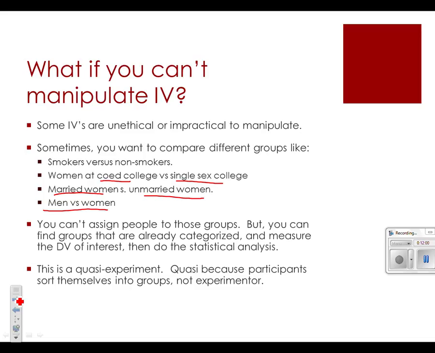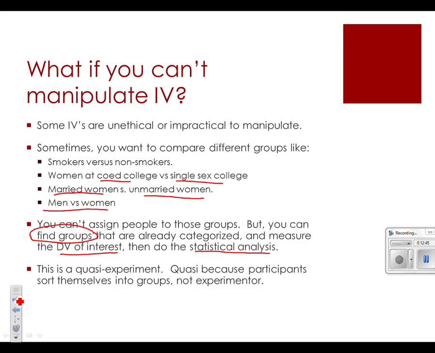But even though you cannot assign these groups randomly, you can recruit groups or find groups that are already categorized and measure whatever it is you're interested in and do the statistical analysis. So I could go out and recruit a group of students who already smoke and a group of students who are non-smokers. I could go out and administer a survey to women in a co-ed college and women at a single-sex college. I could do interviews with married women versus unmarried women and collect my data that way. And of course, there are many, many tests that test men versus women in all sorts of areas.